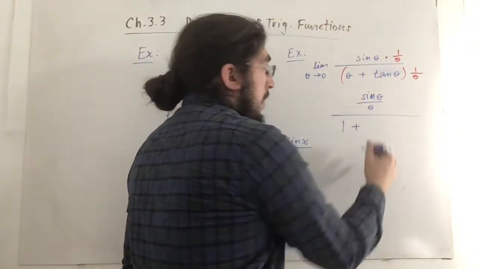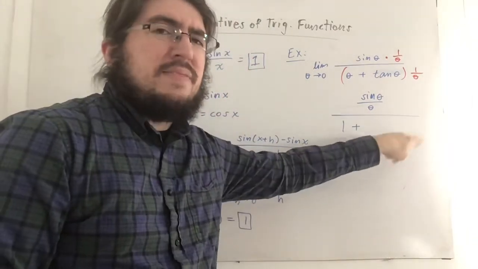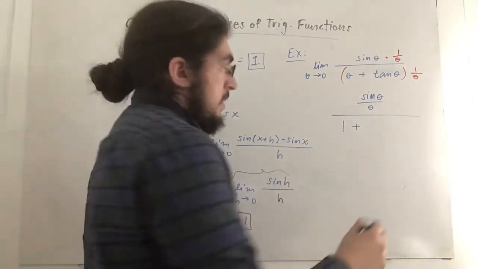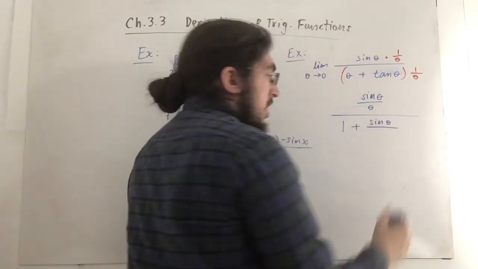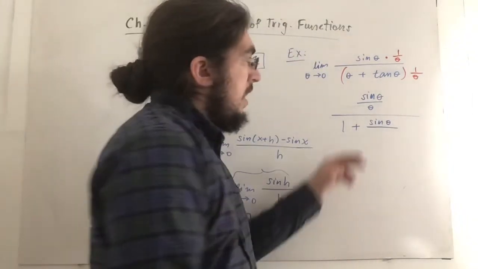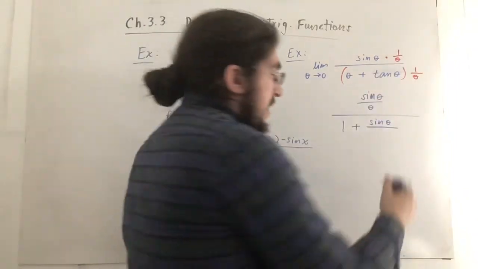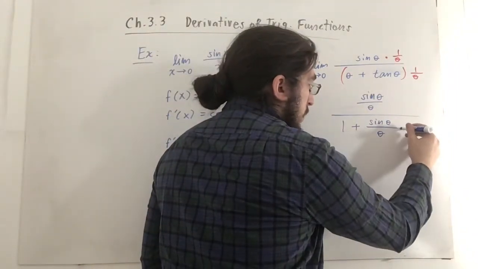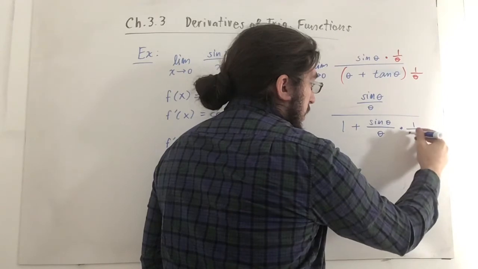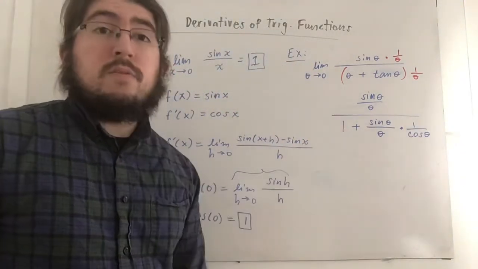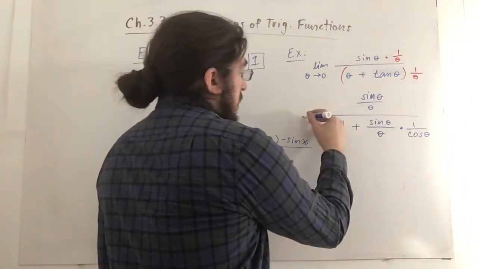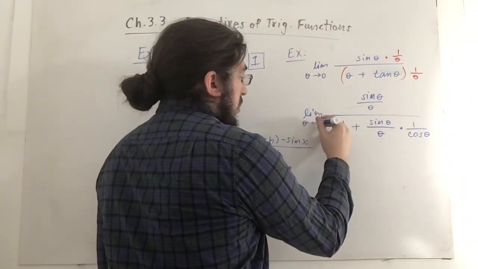plus, I would write tangent of theta over theta, but I'm going to do something a little different. I'm going to remember that tangent is sine over cosine. So sine over cosine times 1 over theta, if you rearrange things a little bit, you can write this as the following: sine over theta times 1 over cosine of theta. Now we're going to apply the limit as theta goes to 0.